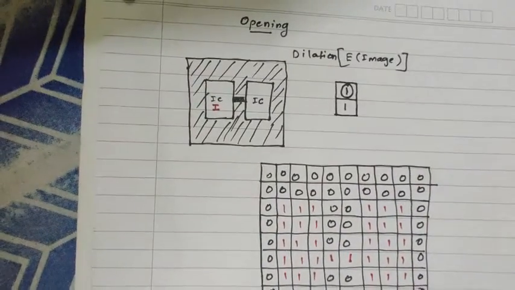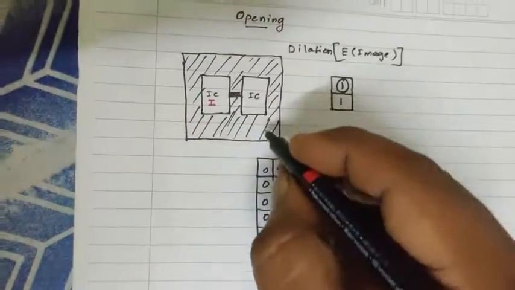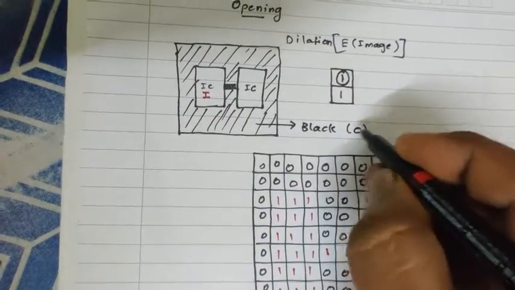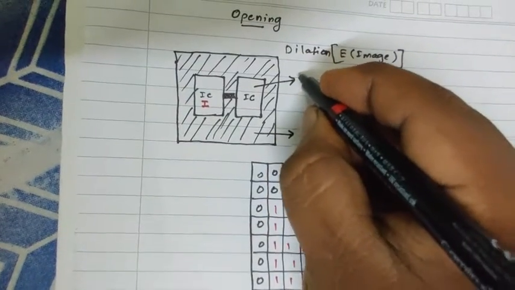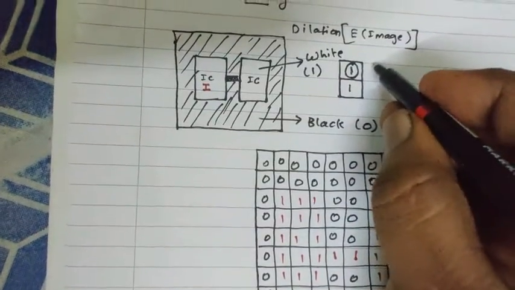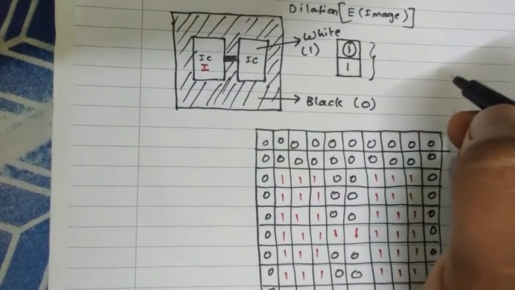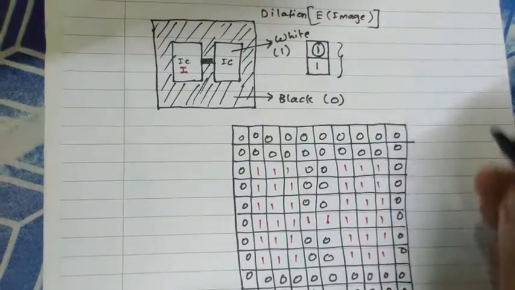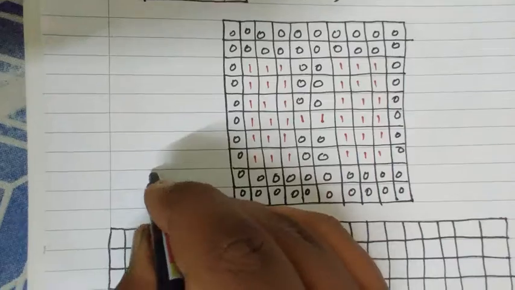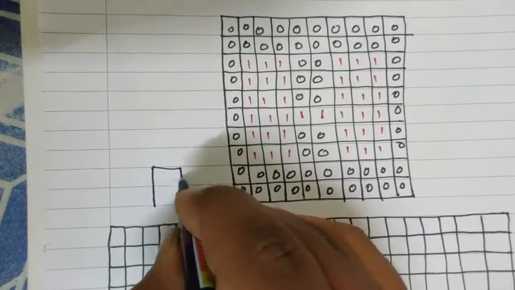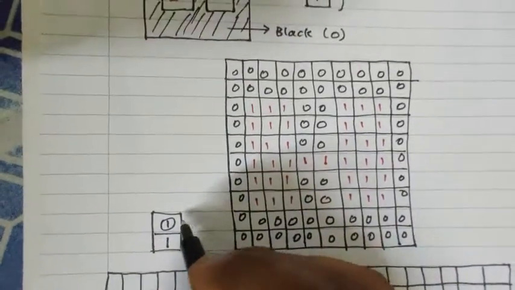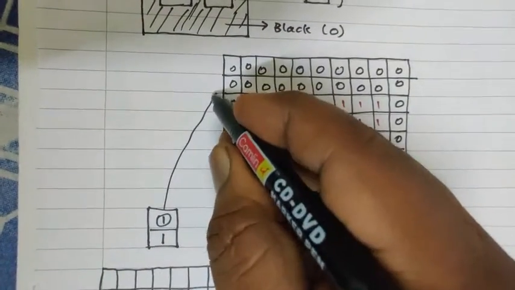So my input image would look something like this, wherein the dark portion I have represented as black color by pixel 0, and the bright portion I have represented by white color by pixel 1. Now we'll be using this structural element in order to perform dilation and erosion on this image. As opening says that I have to first perform erosion on my image, I will take up my structural element and place my seed pixel onto this image.